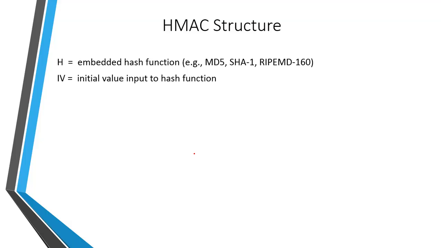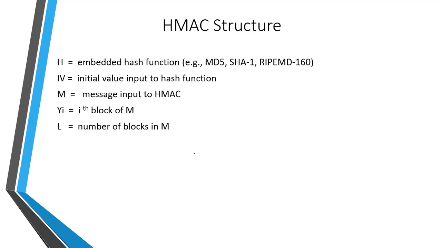These are some notations for the HMAC. Here H denotes the embedded hash function, which is derived using MD5, SHA1, etc. IV is the initial value input to the hash function. M is the message input to the HMAC. Yi is the ith block of message M. L is the number of blocks in the message M. And n is the length of the hash code produced by the embedded hash function.